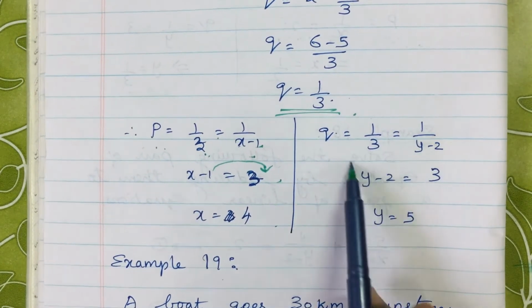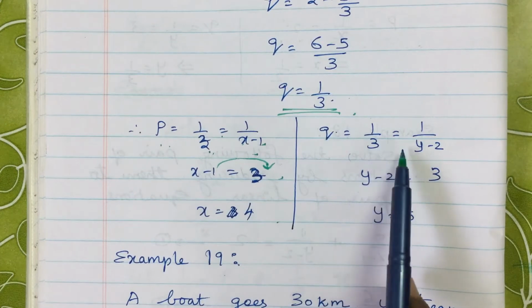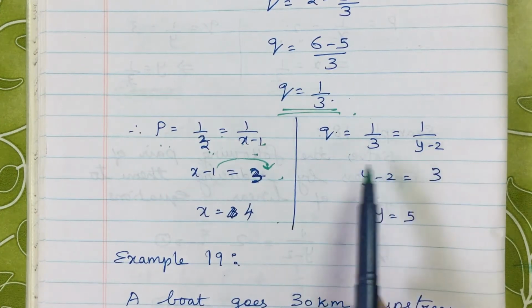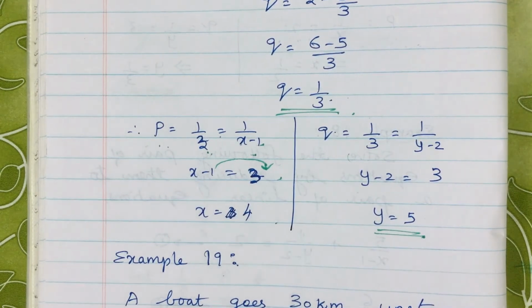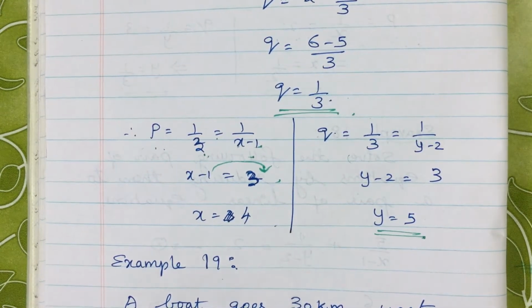A similar procedure you can adopt for q. Q is equal to 1 by 3, that is equal to 1 by y minus 2. Cross multiplication, then you find the answer as 5. So x equal to 4 and y equal to 5 are the answers.